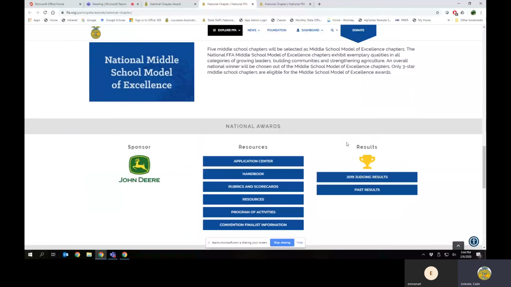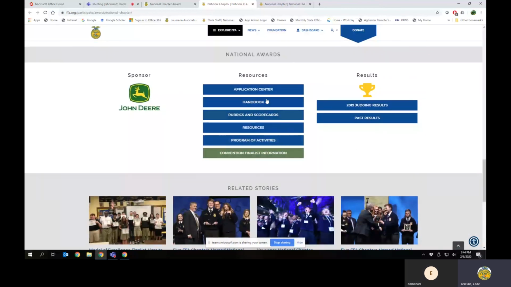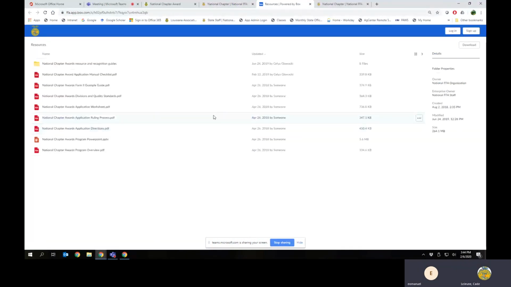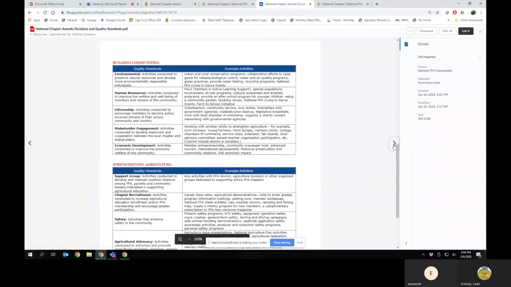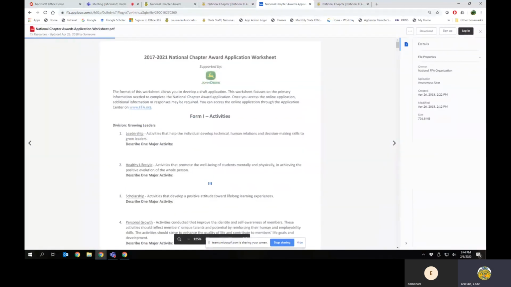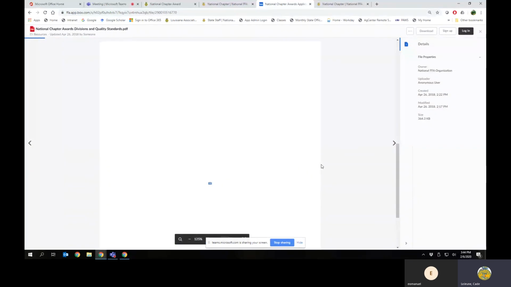This is what you're going to need. This is the rules handbook, the resources that Ms. Manuel was referring to. If you click on rubrics and scorecards, you'll see how to score it. The resources regarding the descriptions of the quality standards are here. That's the document. This one will help you tremendously as you plan your activities. Oh, not that one. Clicked on the wrong button.